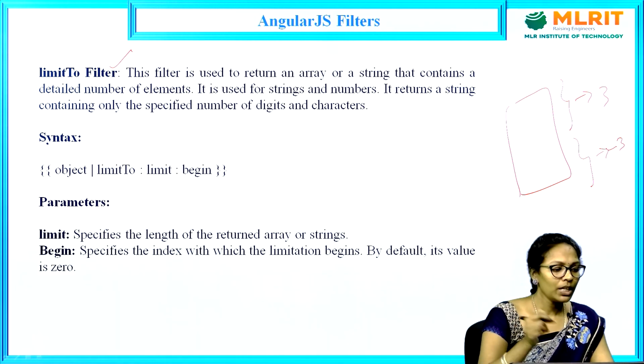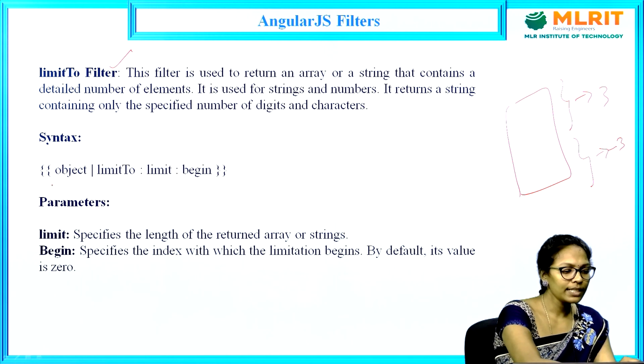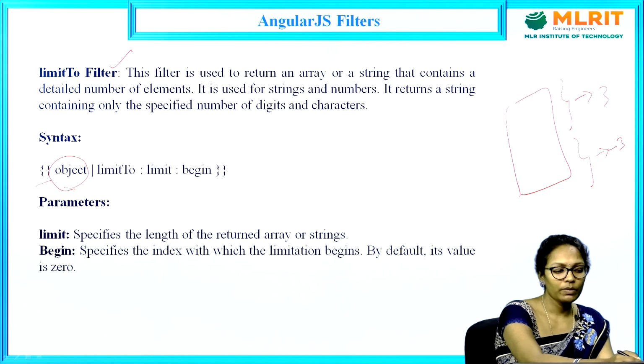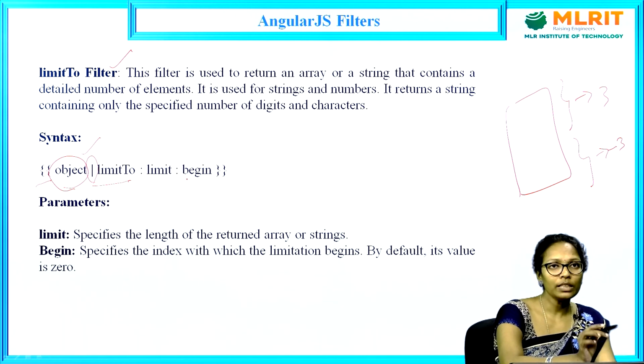So now what is the syntax? The syntax is again the curly braces, the object for which data you want to apply this limit. So obviously it is a list of items, that is an array. So that's why I'm giving an object here. For this I'm applying the filter using the pipe symbol. And what is the filter name you're using? limitTo. limitTo is the name of the filter.